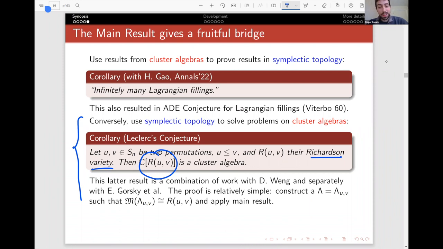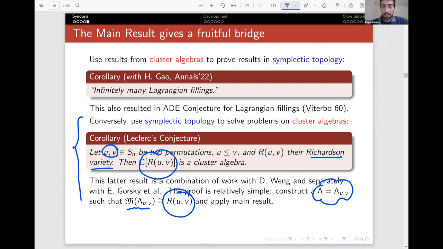The proof is, given this data of two permutations that determine the Schubert cells, that determine the Richardson variety for you, I'm going to build for you a Legendrian knot such that the moduli space of sheaves supporting lambda is exactly that. Now, if I have a symplectic way to build non-cluster structures, that immediately gives a cluster structure here. And that's how it went about.